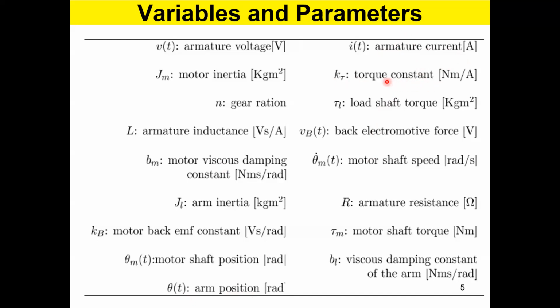For every motor, there's this torque constant, which means if you drive 1 amp through the motor, it generates this many newton meters of torque. Then this is the load shaft torque, the torque on the load shaft, not the motor, because there's a gear. Then VB, back electromotive force, an opposing voltage from the motor.